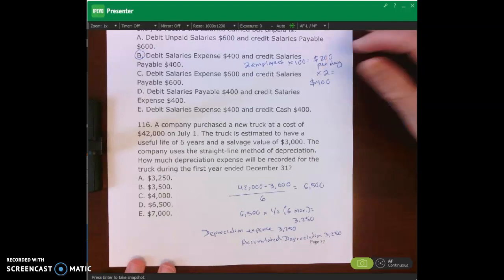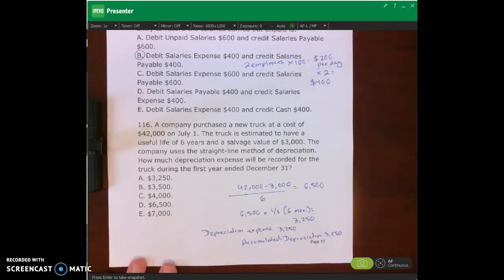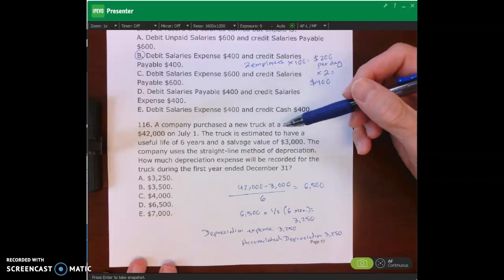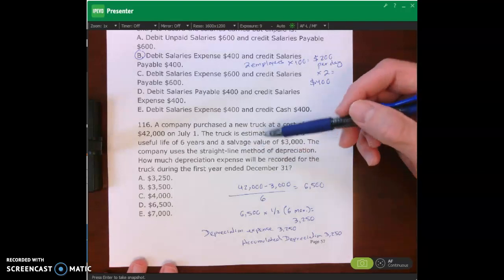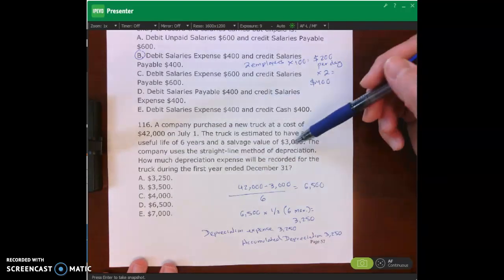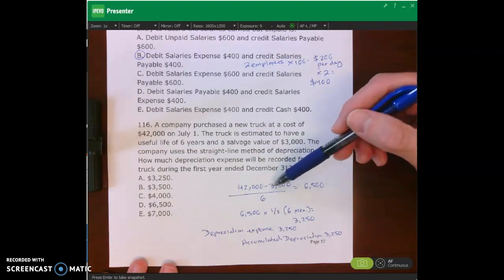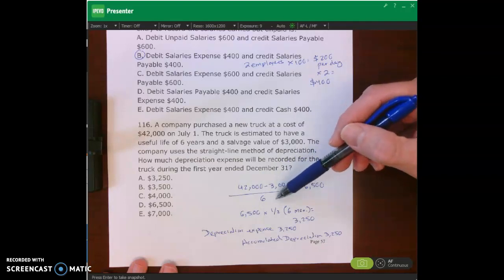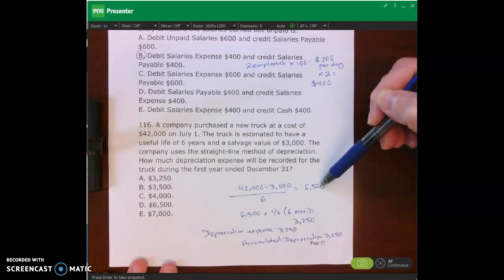Let's look at number 116. A company purchased a truck at a cost of $42,000 on July 1st. The truck is estimated to have a useful life of 6 years, a salvage value of $3,000. The company uses straight line. This is the method that we talked about earlier in the lecture video, where we take the asset cost minus the salvage value divided by the useful life. So asset cost minus salvage value divided by useful life gives me $6,500. This is $6,500 per year, though, right?